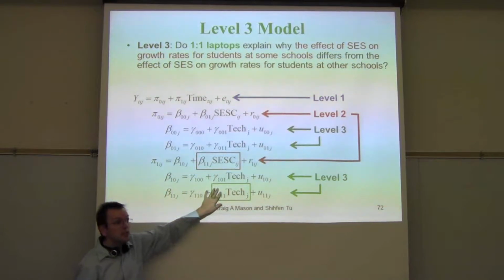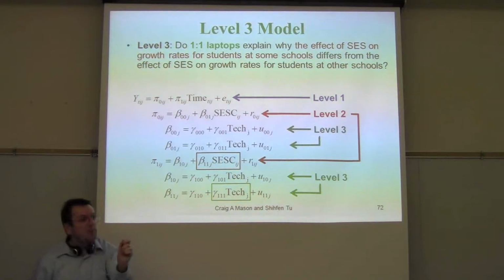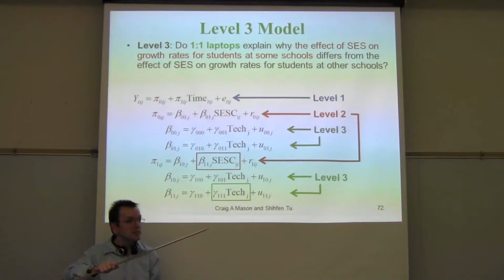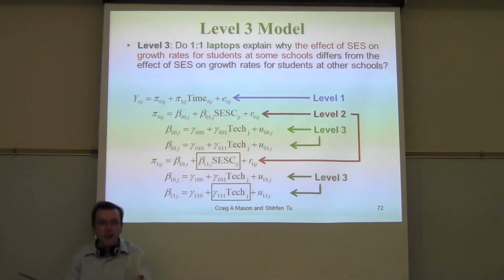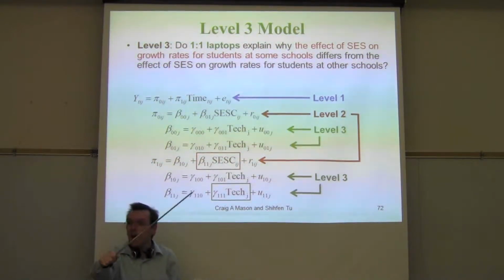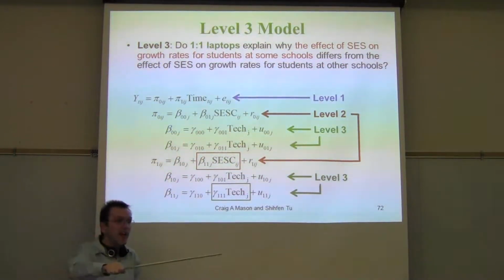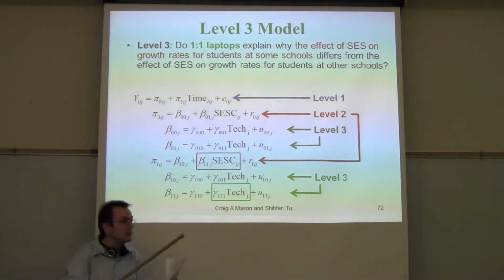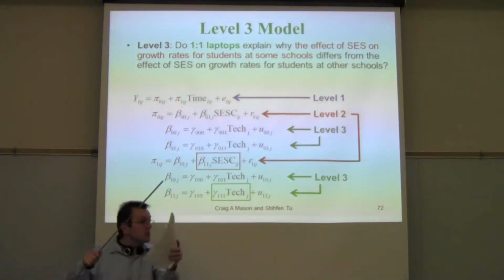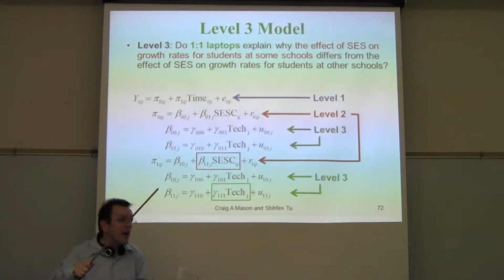This is getting at the key question of maybe the laptops can diminish that SES effect. Does giving kids laptops help to remove the penalty? Does it help everybody? Maybe we saw a big SES difference, and laptops help to wipe that difference out. Maybe the low SES kids are really starting to improve. Give them a laptop, and their growth rate gets closer to the high SES kids.